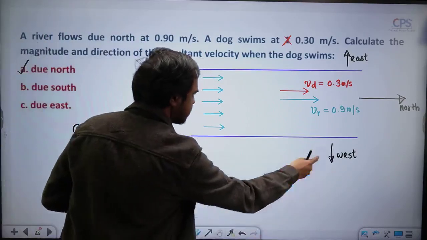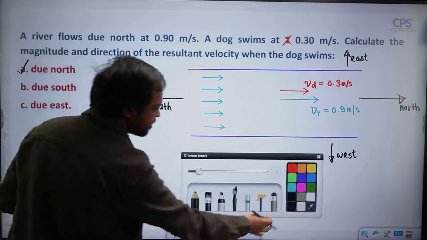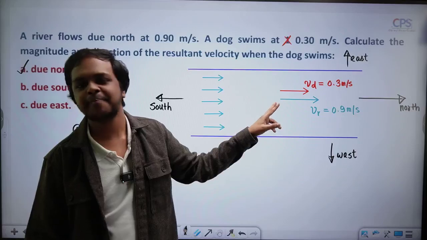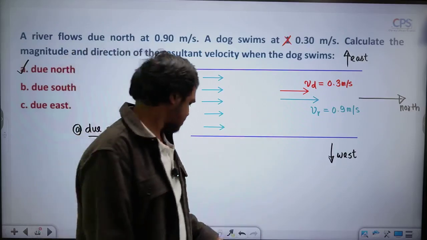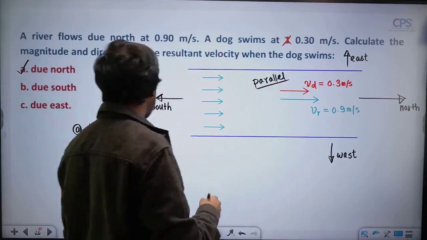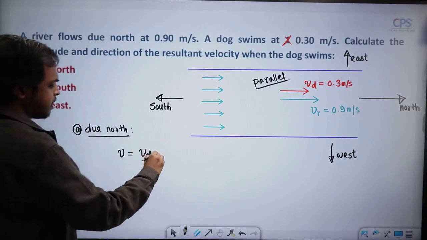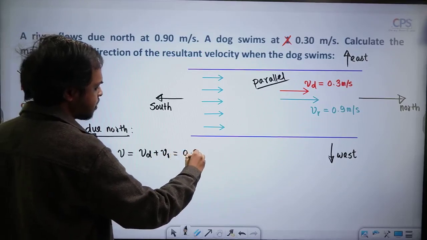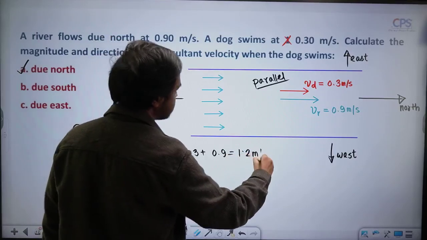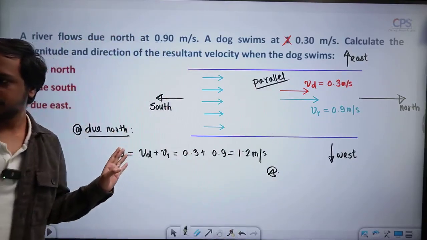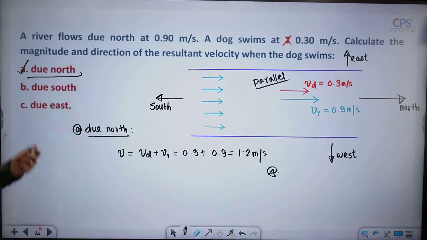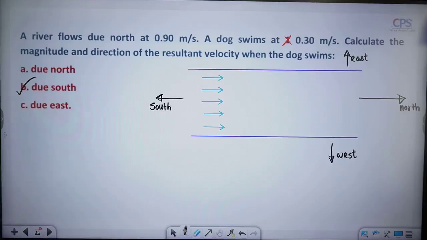So what's the resultant? See, the resultant total V, what do we do, add or subtract? These are parallel vectors, right? So the resultant is just the summation. VD plus V river, 0.3 plus 0.9, is 1.2 meter per second. That's it. Done. Very easy. So number 1 is done. I know you will get this easily, but let's do it together.